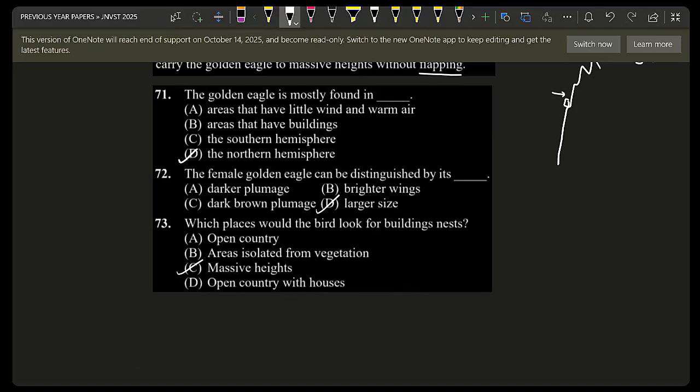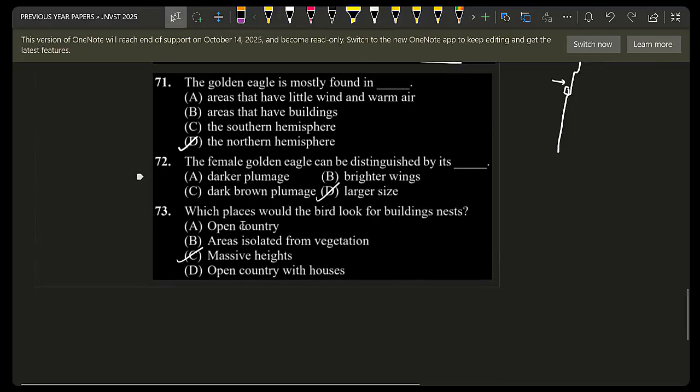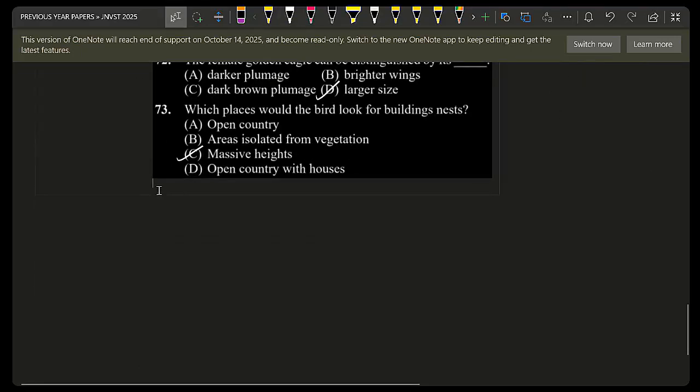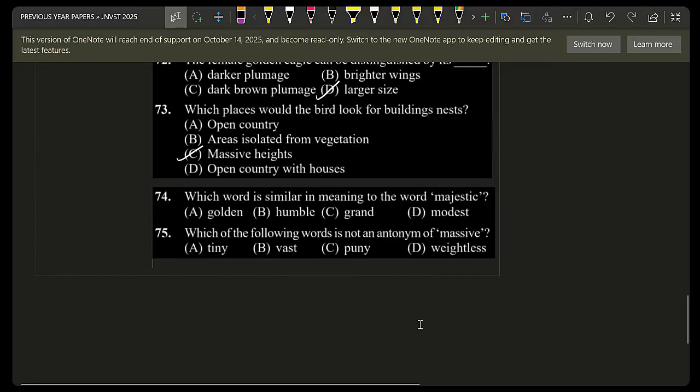74. Which word is similar in meaning to the word majestic? Majestic means what? Looking wonderful. Okay, majestic, you want the similar meaning. Golden, no. Humble, no. Grand, yes. Grand can be matching. And modest, no. Majestic means extraordinary and wonderful. So this meaning comes from grand.